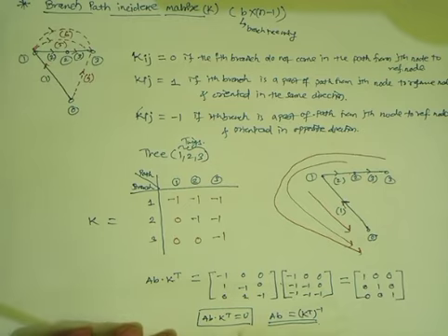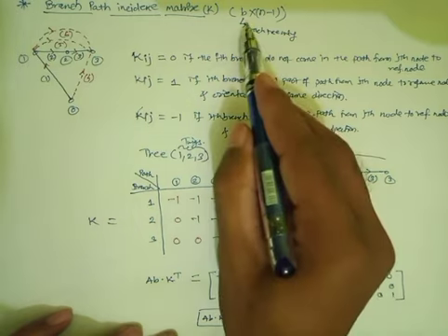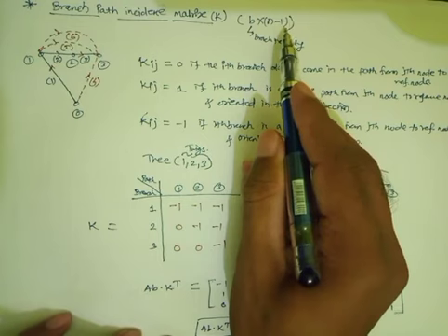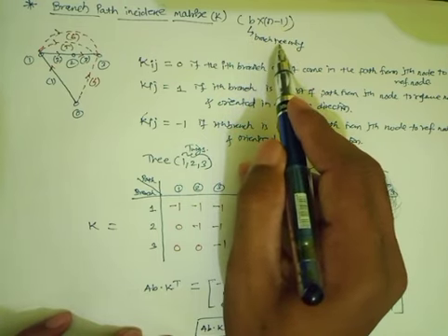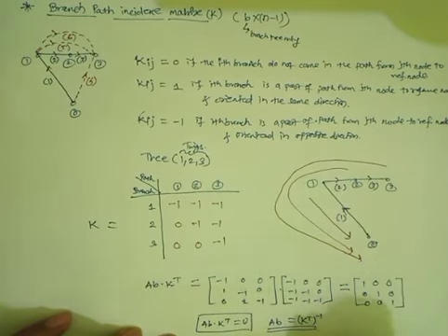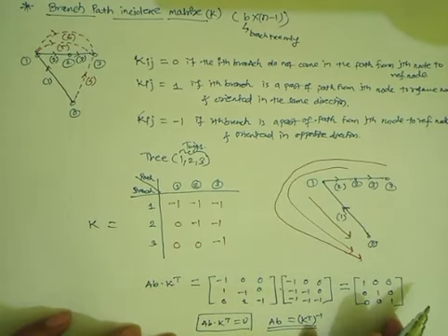If you have the value of matrix K, you can calculate the AB matrix, and vice versa. This was the branch path incidence matrix, the K matrix, which is between branches and paths, and its dimension is B cross n minus 1. Here B is exclusively the branches of the tree only. Thank you very much.